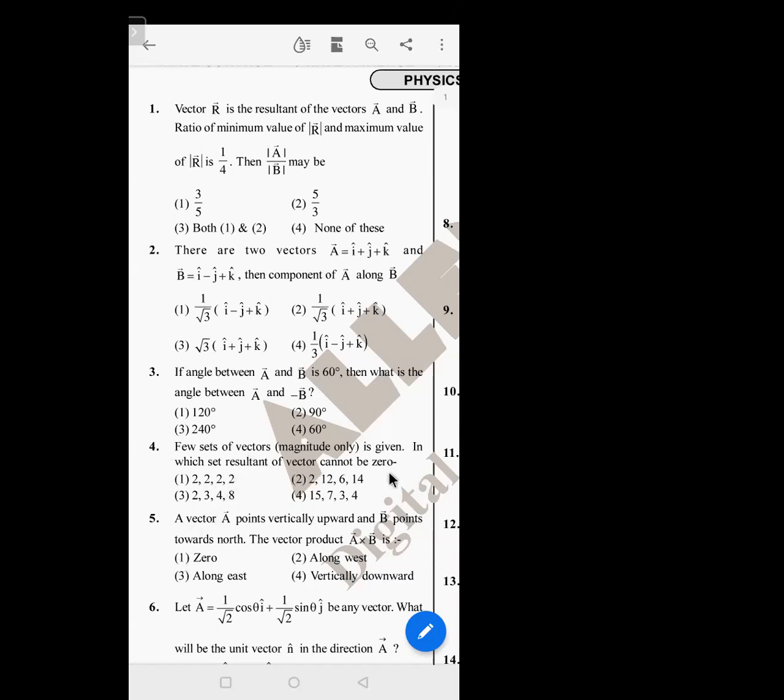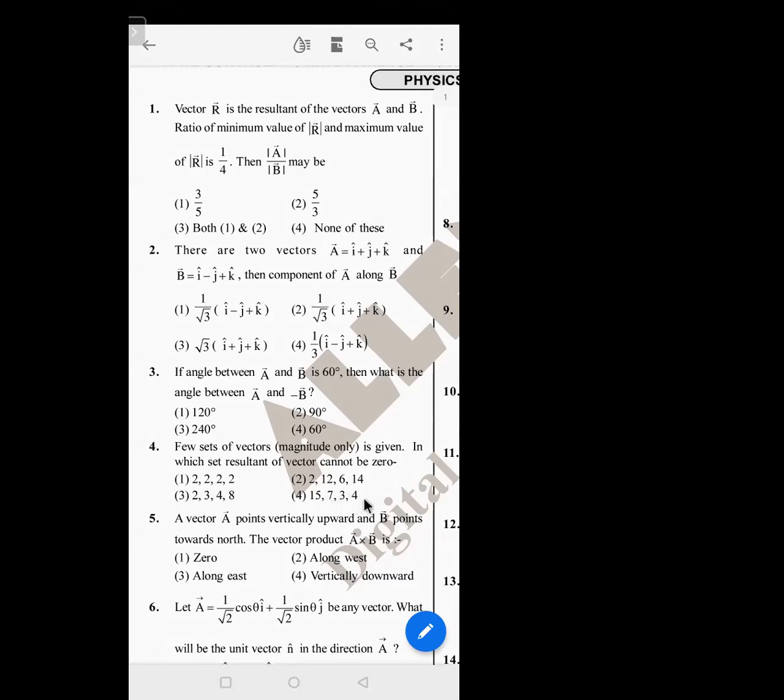So which of the following vectors cannot be 0? The first cannot be 0 because it is lesser than your resultant. The next one is 2, 12, 6 and 14. The sum of the two largest vectors, 14 plus 12, will be equal to how much? 26. And 26 is greater than 2 and 6, so this is also not possible. In this one, 4 and 8 are largest. 8 plus 4 is nothing but 12. 12 is larger than the sum of the remaining two. The same way 15 and your 7, isn't it?